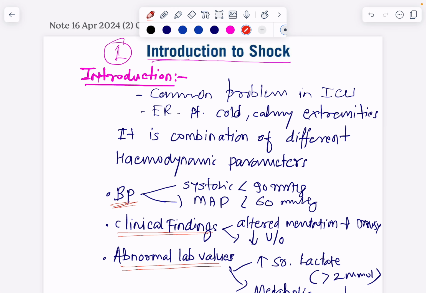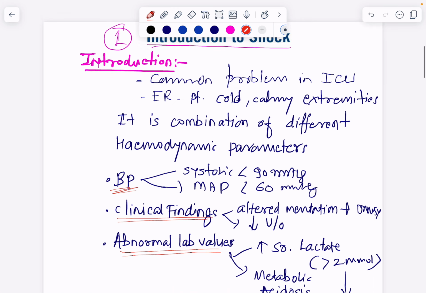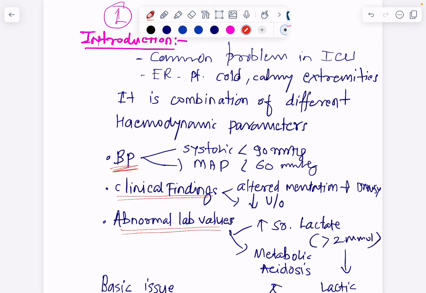The hemodynamic parameters include blood pressure, clinical findings, and abnormal lab values. Blood pressure: systolic blood pressure less than 90 millimeters of mercury, mean arterial pressure less than 60 millimeters of mercury. Clinical findings include altered mentation. Most patients, when they come in shock, are drowsy with altered mentation. Urine output is decreased because of hypotension. There is decrease in renal perfusion and decrease in glomerular filtration rate. That's why the urine output is also decreased.